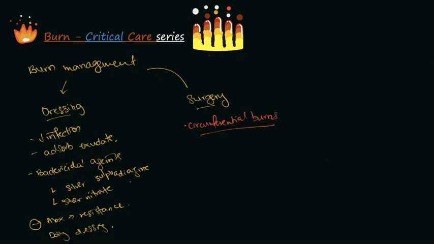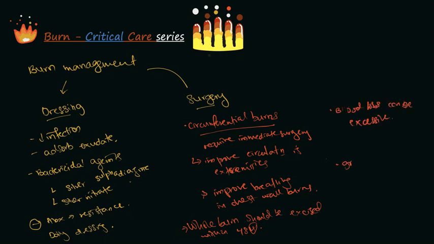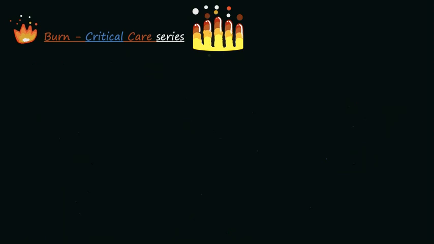Circumferential burns require immediate attention because if the torso is involved, breathing and ventilation are compromised, and if a limb is involved, limb ischemia will definitely happen. And all burns need to be excised within 48 hours. During the procedure, blood loss can be massive, and a graft may also be needed during the operation to close the burn site.